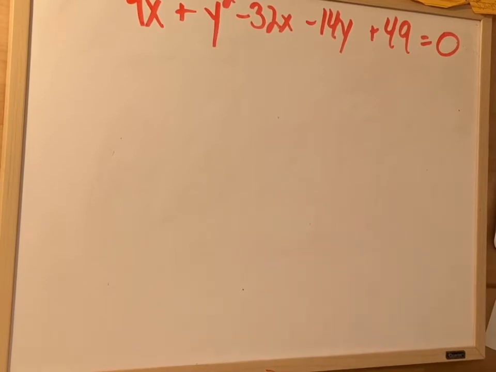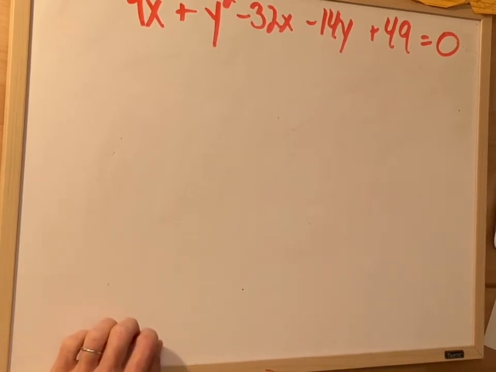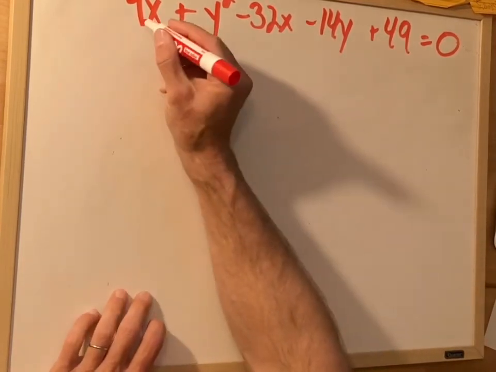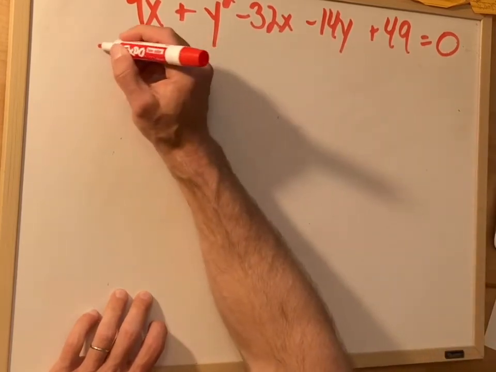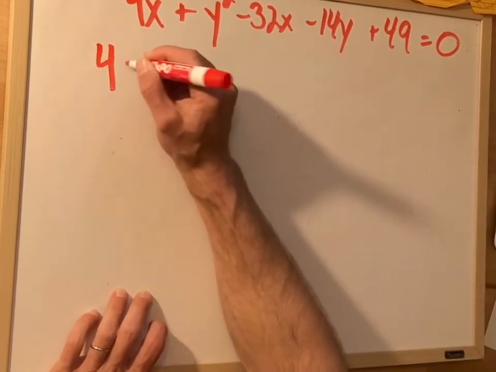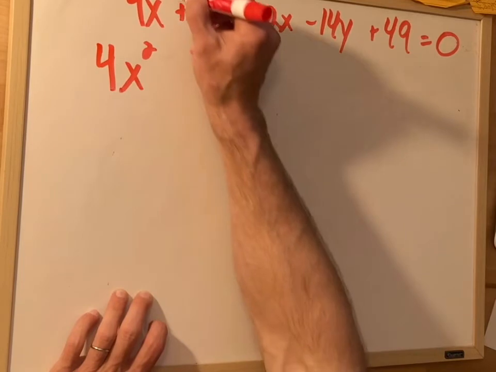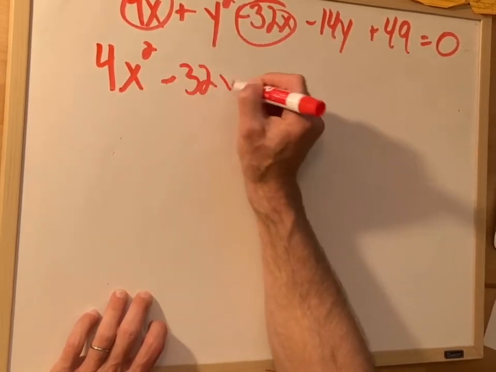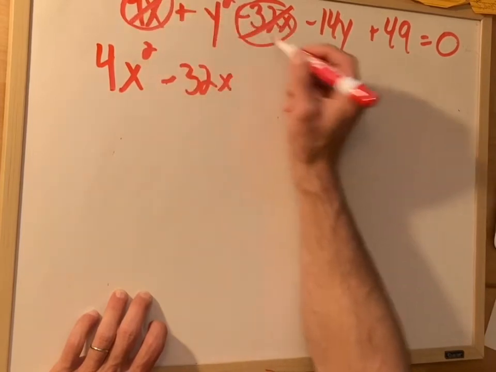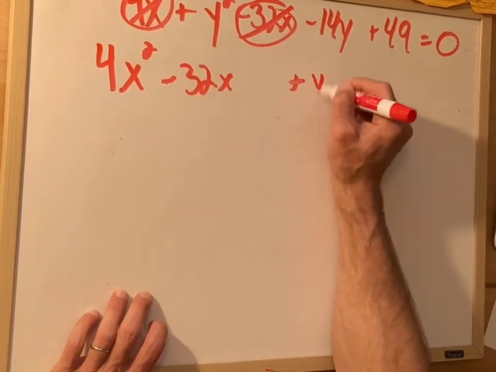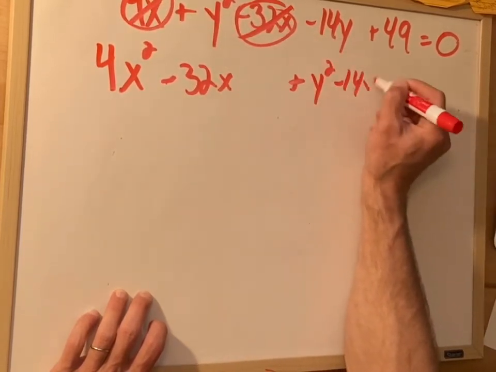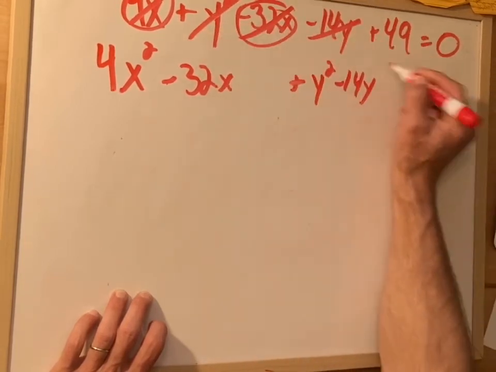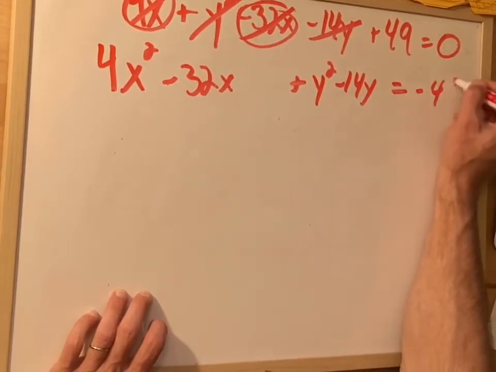So the very first thing is factor out the numbers in front of your x squared and y squared. But before we do that, I'm going to line all of these up. Remember when you were doing this with the circle, you lined the x's up. So I'm going to line this and this up, minus 32x. I'm going to line my y's up, y squared minus 14y. And now I'm going to subtract 49 to move this over here.